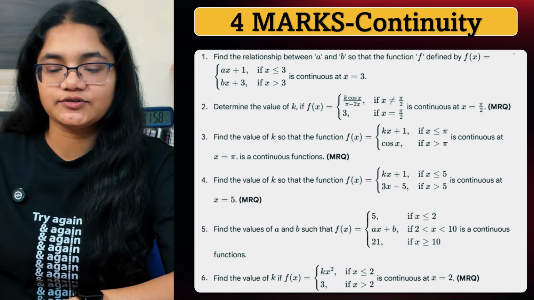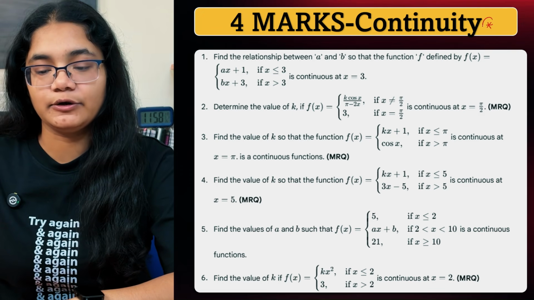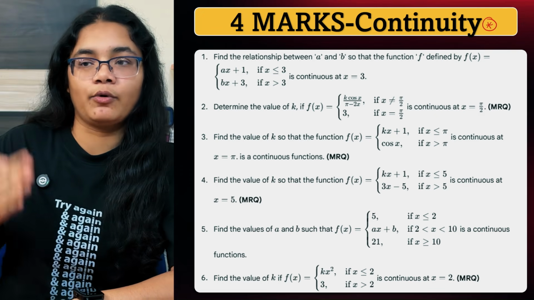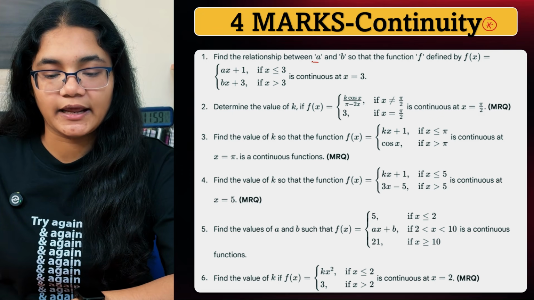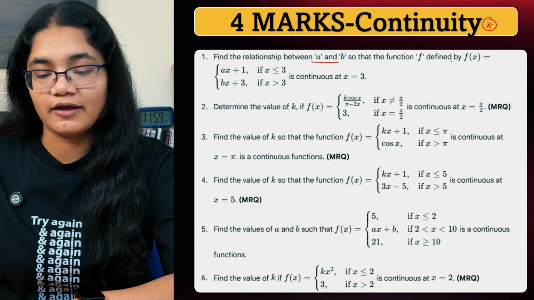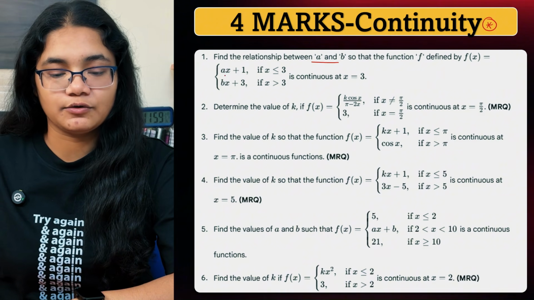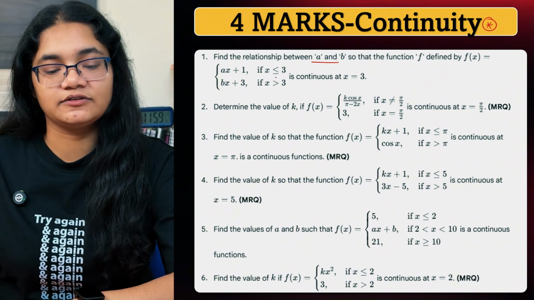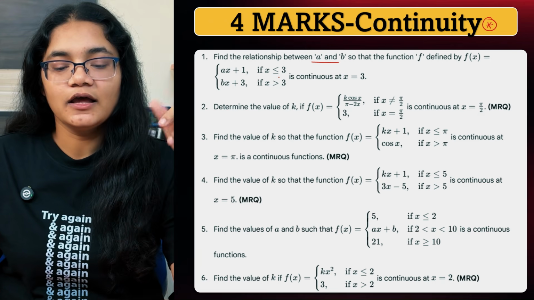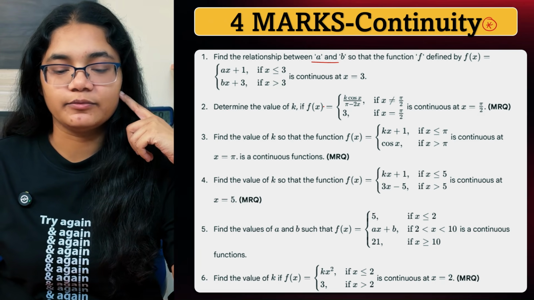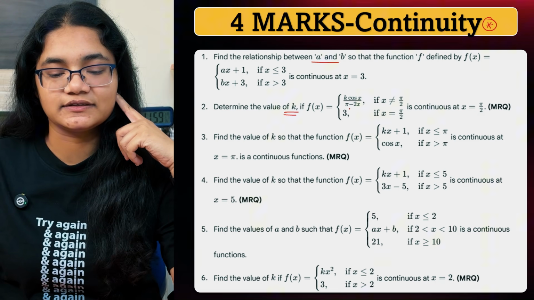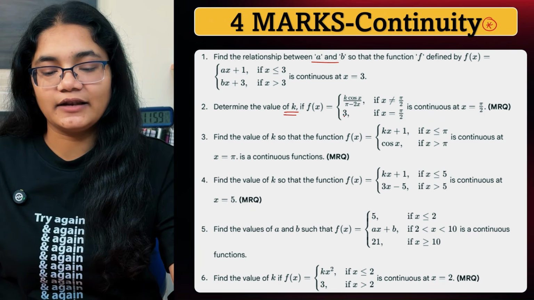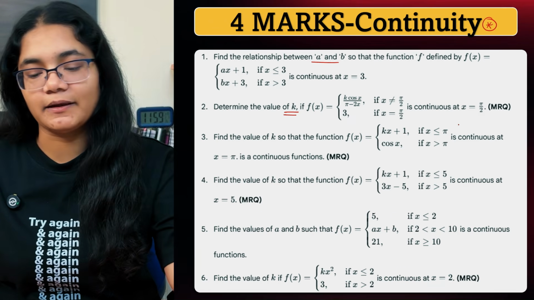So 4-marker questions will generally be on the topic of continuity, where you have to prove whether the function is continuous at a particular point or not. So find the relationship between a and b so that the function f defined by f(x) is equal to ax plus 1 and bx plus 3 at point x. You have to find the value of a and b. Similarly, determine the value of k here if f(x) is equal to k cos x divided by (pi minus 2x) and 3, before and after pi by 2.